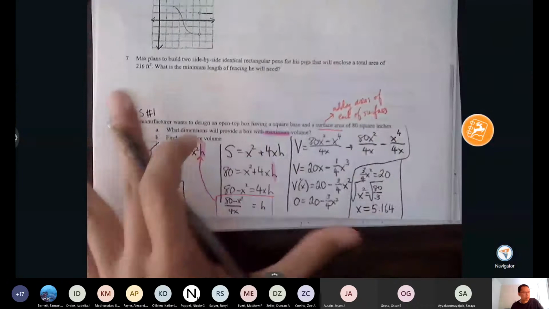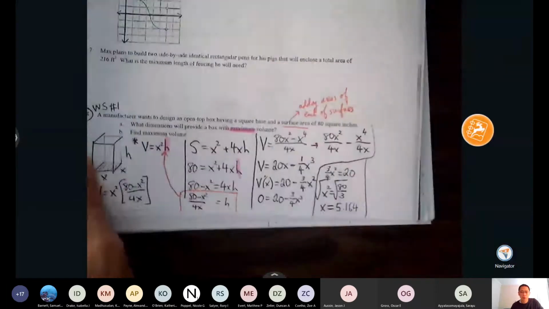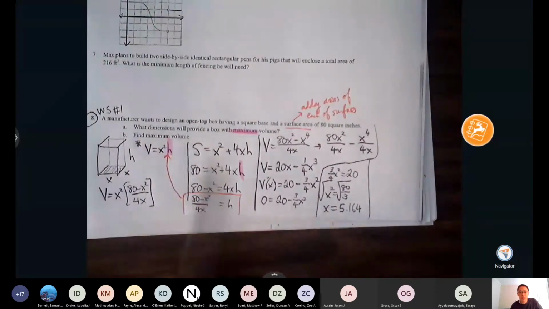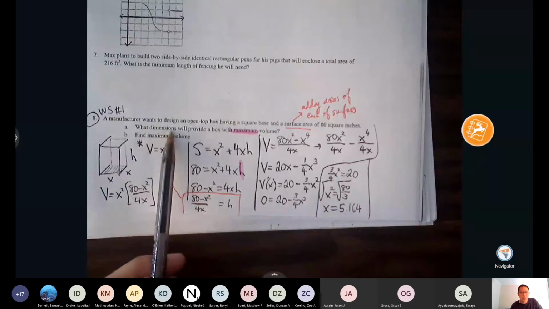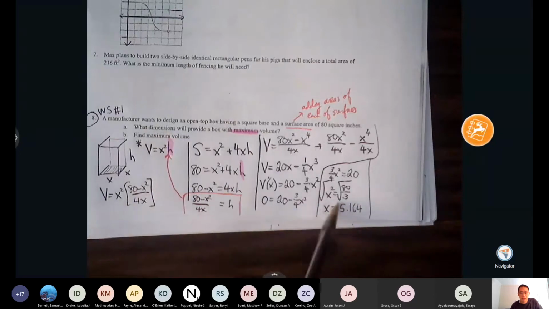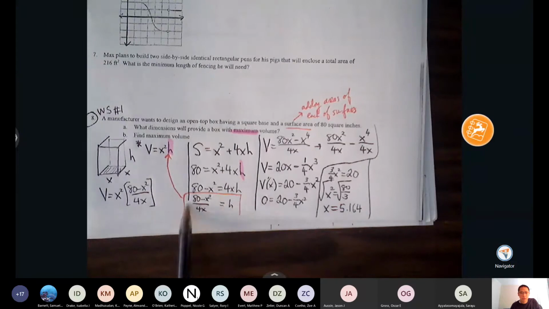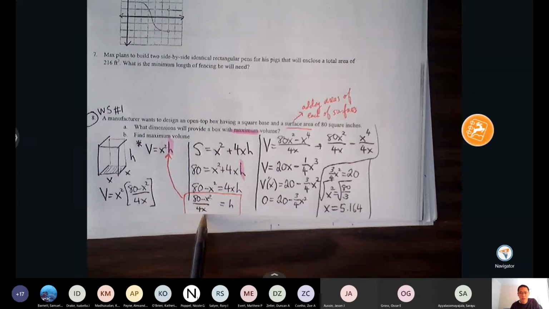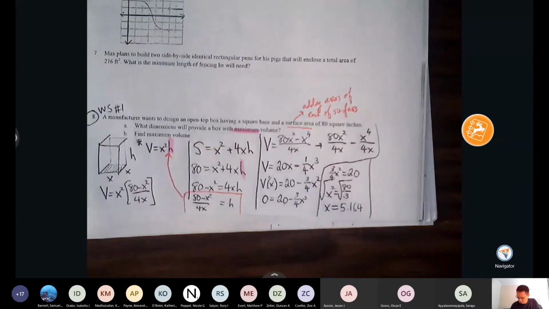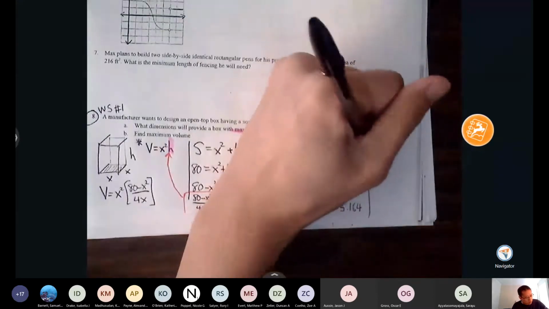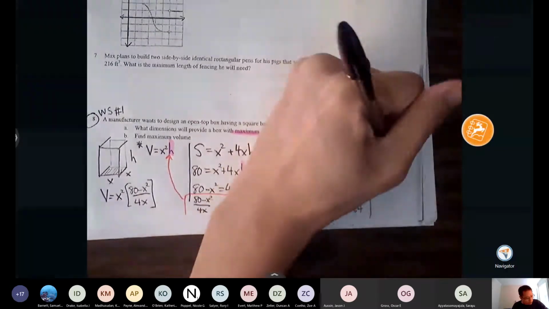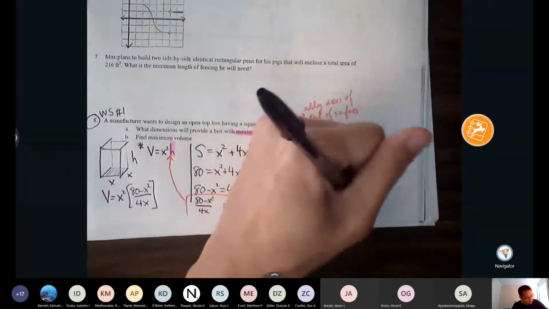So once we solve for x, we always go back and reread the problem and see if we have everything that we need. It's asking for dimensions, so we need to find the height as well. We can plug x into the height equation, which everything should be already there for us to use. So plug in 5.164 for x: 80 minus 5.164 squared over 4 times 5.164, h equals 2.582 inches.